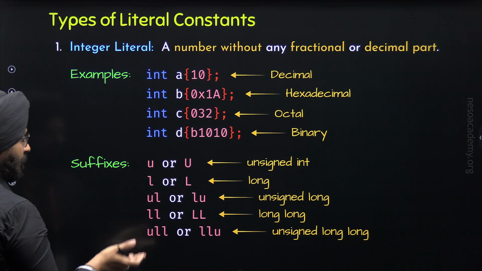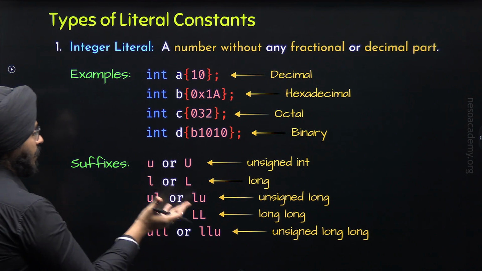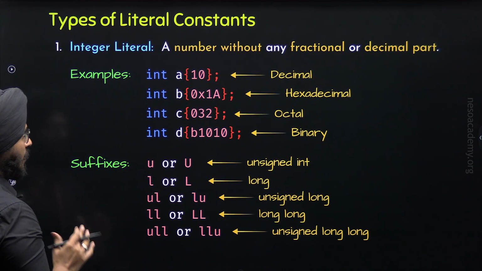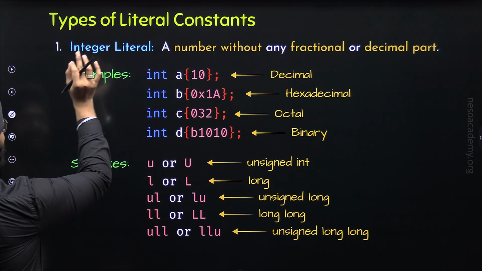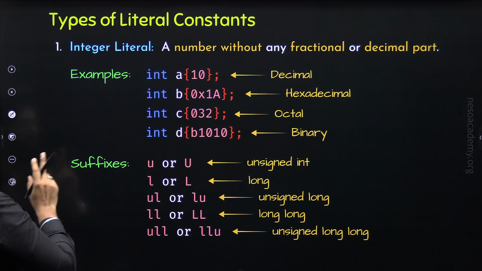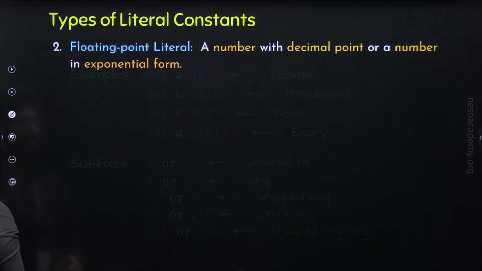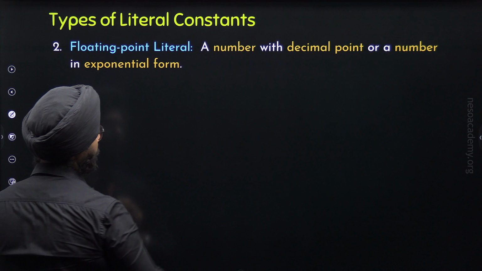So these are the suffixes we are available with for integer literals. We can use these suffixes whenever we want, depending on our requirements. So with this, we have learned the first type of literal constant, which is integer literal. Now let's move to the second type, which is floating point literal.